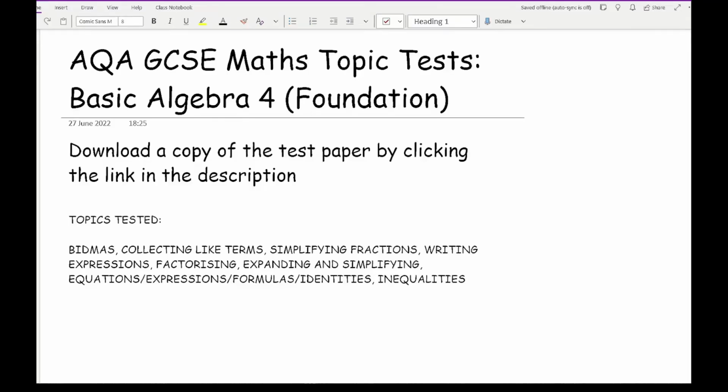Now as always with algebraic topics, they could appear on both the calculator and the non-calculator paper, so we're just going to assume that all the questions tested on this paper are non-calculator.